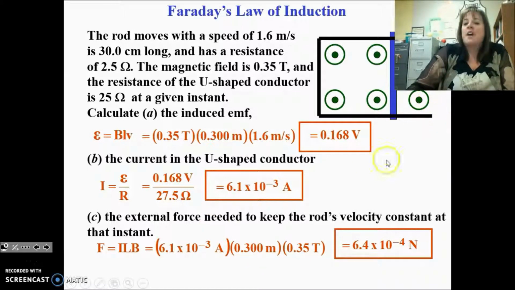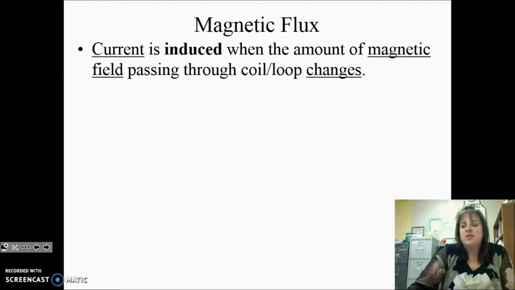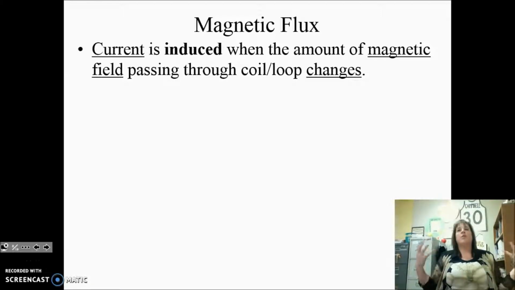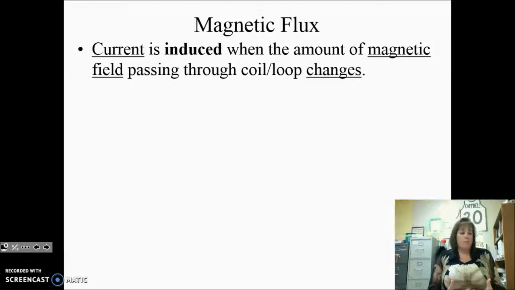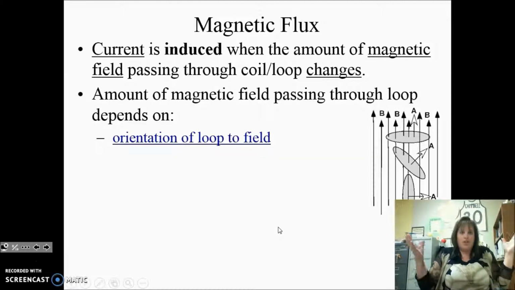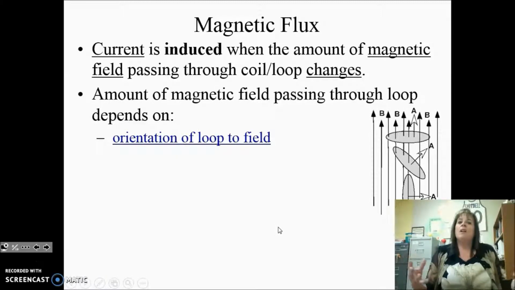All right, let's talk about this whole idea of the changing magnetic field. So cool. Faraday found that current is induced. We can make current if we change the amount of magnetic field passing through a coil or a loop, right? We need a coil or a loop because we need the current to flow, right? We need a loop for current to flow. How much current is generated will be affected by the amount of magnetic field passing through the loop. And of course, that depends upon the orientation of the loop to the field.